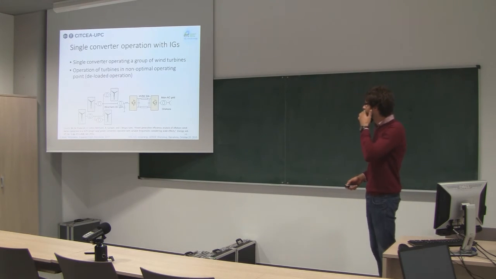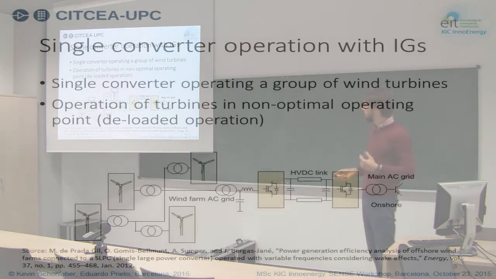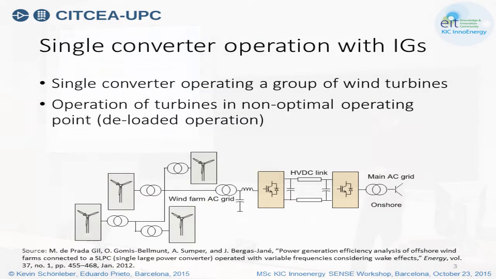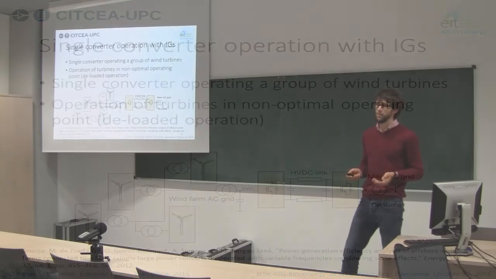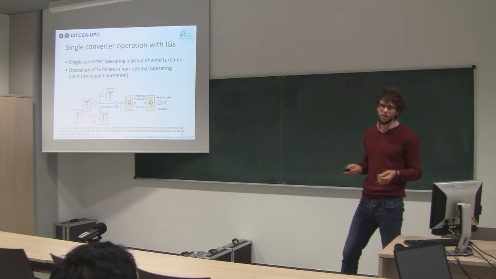Another thing Professor Aurelio Gomez was working on with other PhD students is to have an HVDC link, and the offshore HVDC converter is operating all the turbines. So you don't have dedicated converters, you have induction generators in the turbines, and the offshore converter is operating these turbines. What's the drawback? The turbines are not operated in an optimal way anymore, because they have to be all at the same speed. But you reduce a lot the converter costs, because you avoid all the converters in the wind turbines, and they are quite costly as well.